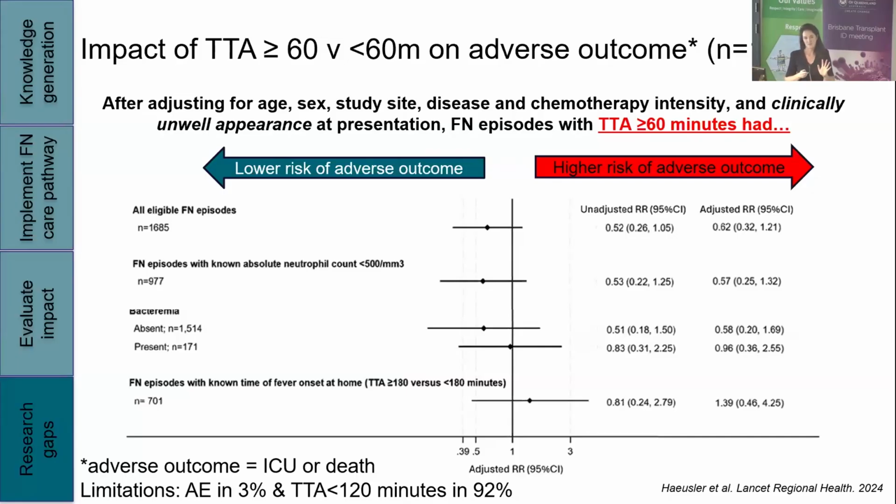The only time that we started to see a trend towards what I would expect, an increased risk of adverse outcome, was in the patients where we had a known onset of fever at home that had their first dose of antibiotic. And we did the analysis at greater than 3 hours or less than 3 hours. And you can see there that the risk ratio crosses one to the side of a higher risk of adverse outcome in those patients.